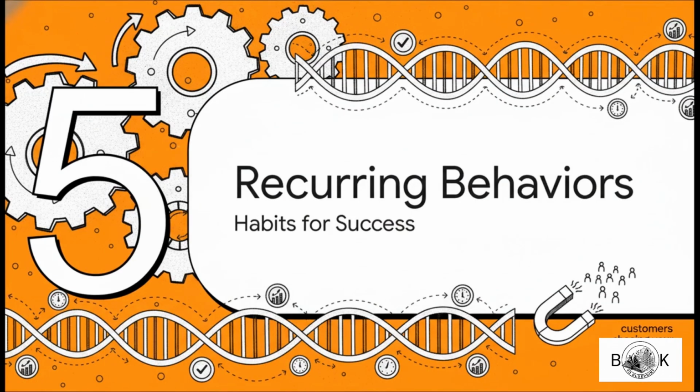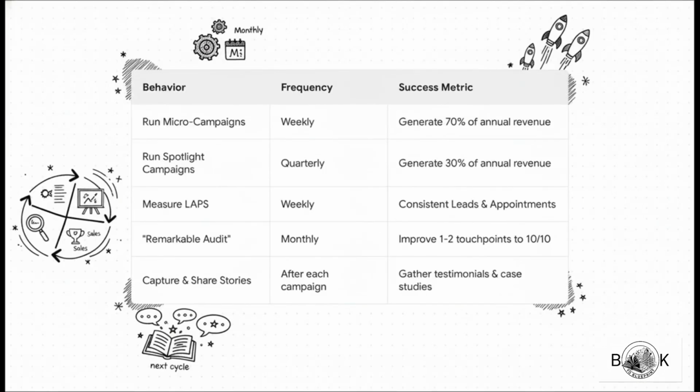Look, a system is only as good as its execution, right? This isn't just a plan you run one time. It has to become a set of consistent, trackable habits that get embedded right into your business's DNA. So let's look at what those behaviors actually are. This is your execution cheat sheet.